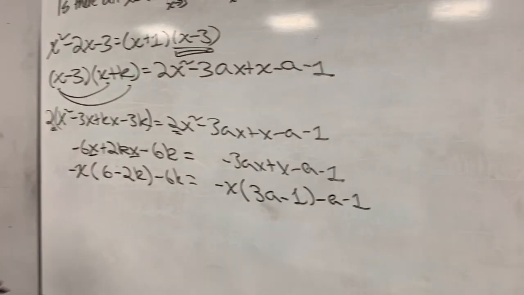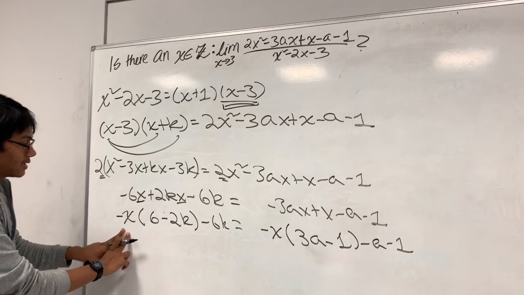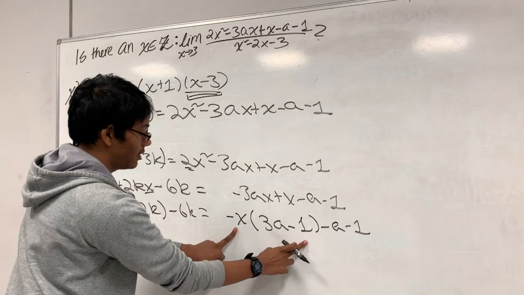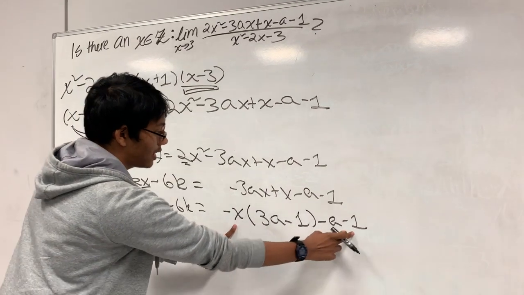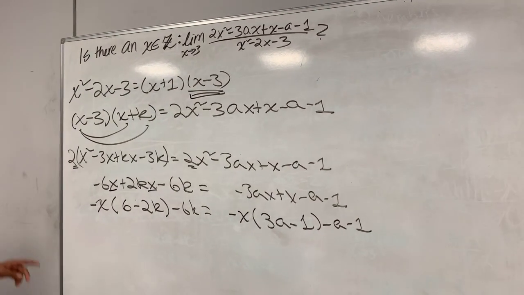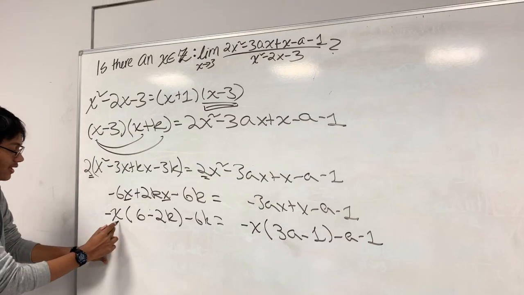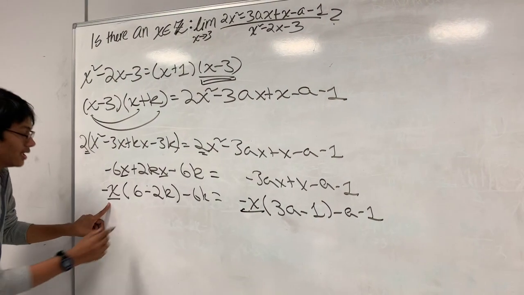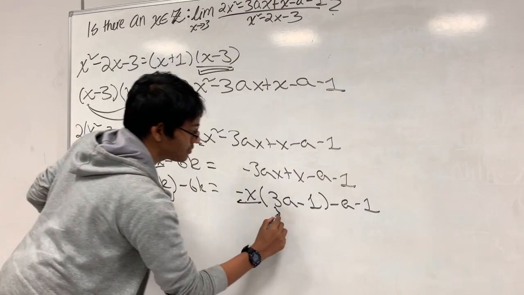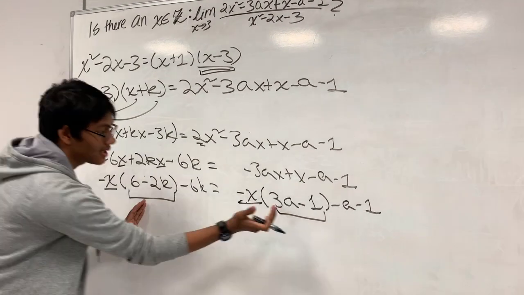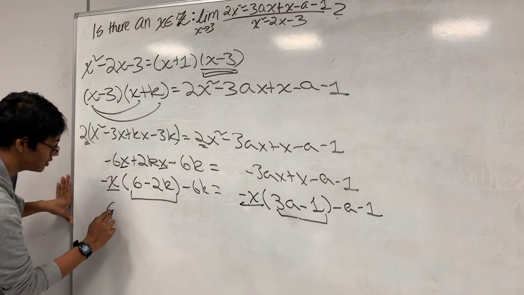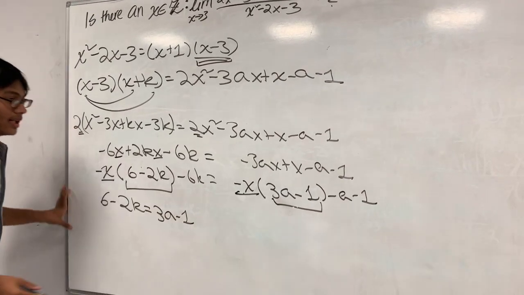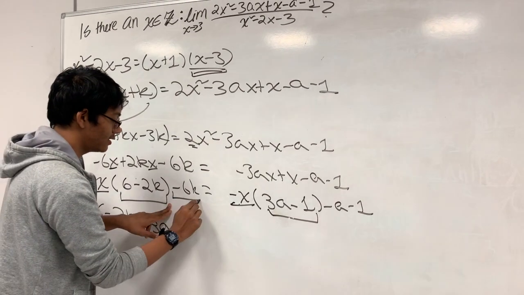So let's check if we factored out right. So minus 6x plus 2kx minus 6k minus 3ax plus x, right? Minus 1 minus a minus 1. Okay, so I have this factored out negative x here on the left hand and right hand side. So that means that these two statements must be equal, whatever is inside the parentheses. So we set them equal to each other. 6 minus 2k equals 3a minus 1. And now even better, we have a second set of equations.